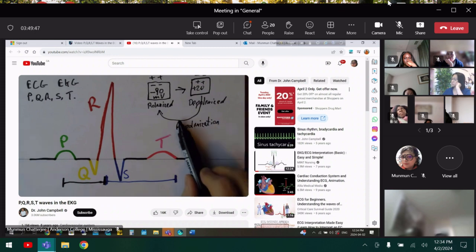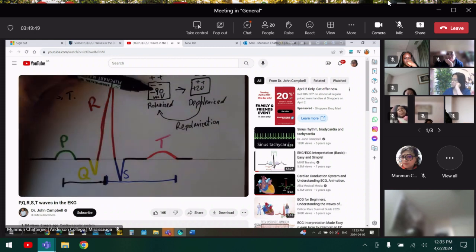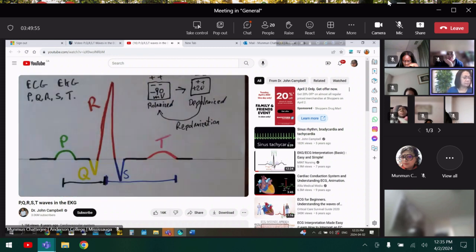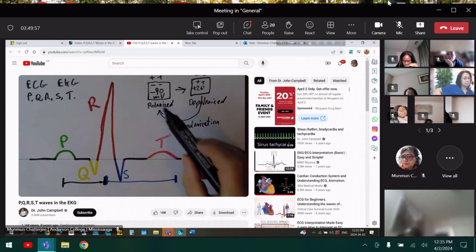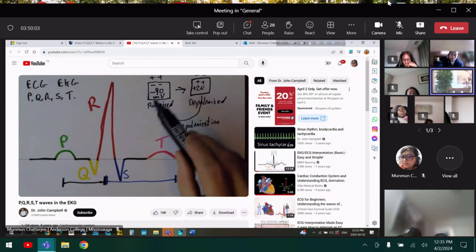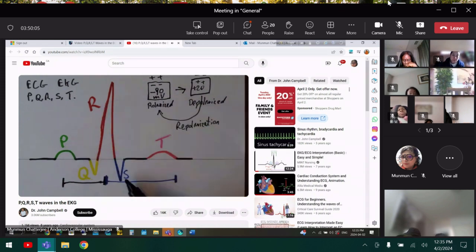Because only when it repolarizes does it become polarized again, because it can only initiate contraction when it changes from being polarized to being depolarized. So we're now in a position where we can have another cardiac contraction. So P in green, Q, R, S and T, all in their relevant colours.